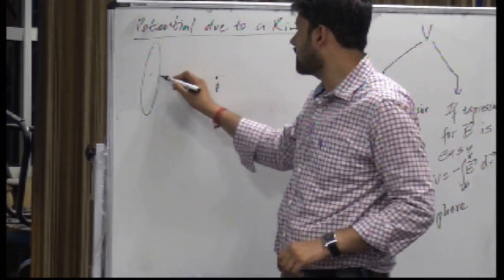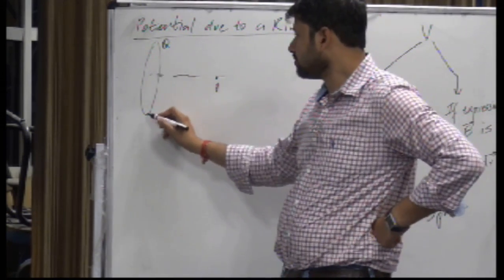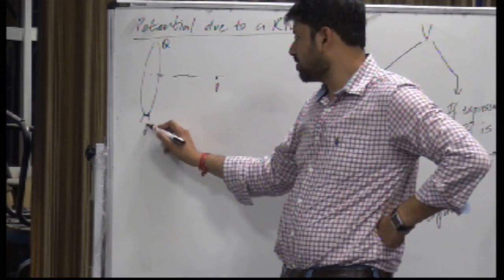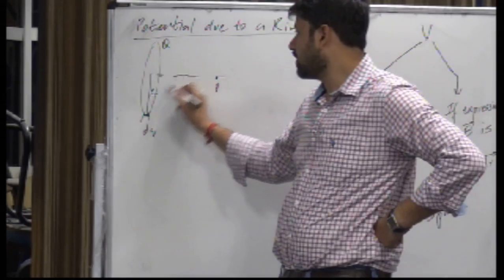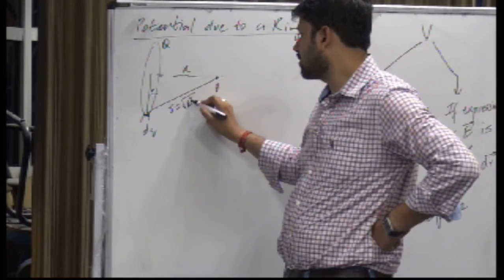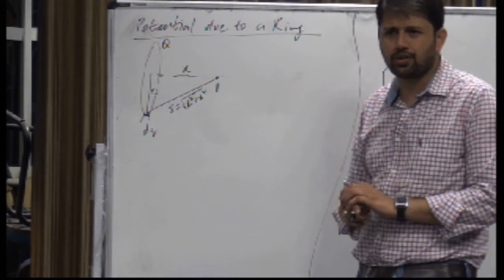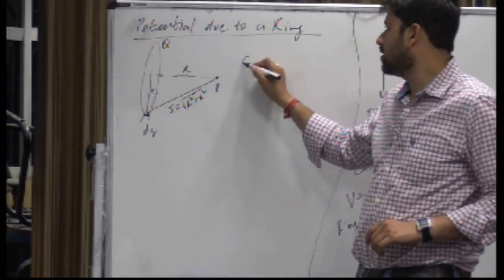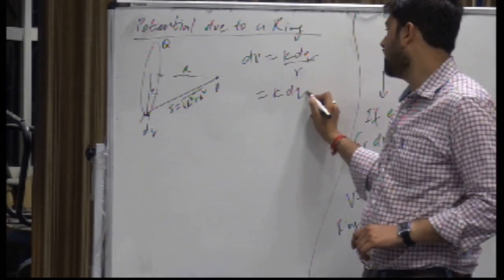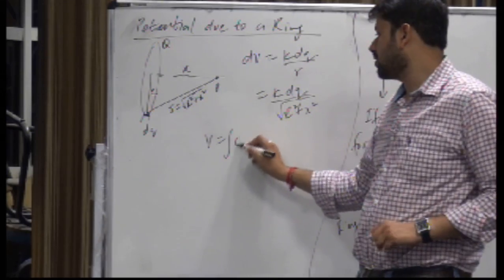P point. Let this be a ring of charge q. The potential due to this small element dq, this is radius r, this is x. Potential due to this at a point P कितना होगा? For a point charge, you know it is kq by r. So for a small element, dV would be k dq by under root r square plus x square. For V, you need to integrate.